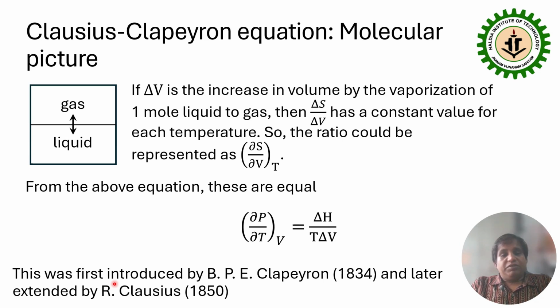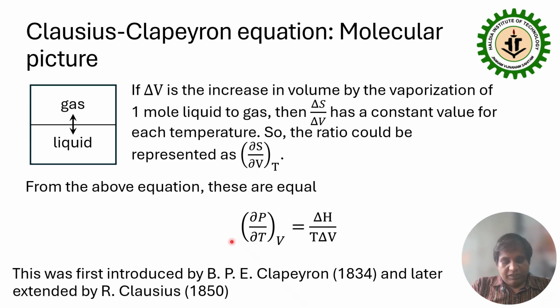From the above, we can say (∂P/∂T) at constant V should be equal to ΔH divided by TΔV, where ΔH is basically the latent heat, or the phase transition heat content. This was first introduced by Clapeyron in 1834 and extended by Clausius in 1850, and this equation is known as the Clausius-Clapeyron equation, the famous Clausius-Clapeyron equation.